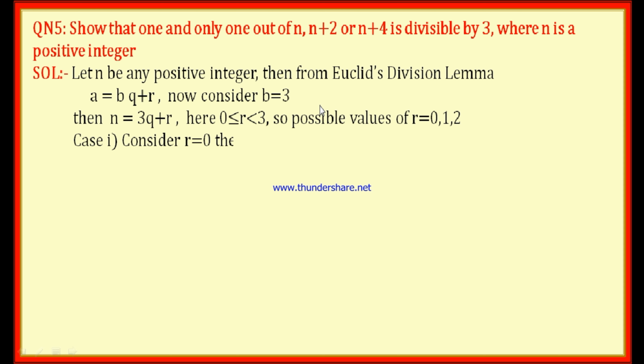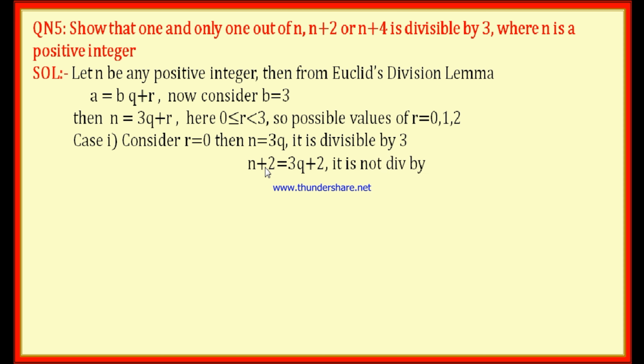Case 1. If r is equal to 0, then n is equal to 3q plus 0, which is 3q. Since n is equal to 3q, it is divisible by 3. Now the second value is n plus 2. n plus 2 means 3q plus 2. Since plus 2 is there, it is not divisible by 3. And the third value is n plus 4. n plus 4 means 3q plus 4. Since it is 4, it is also not divisible by 3.